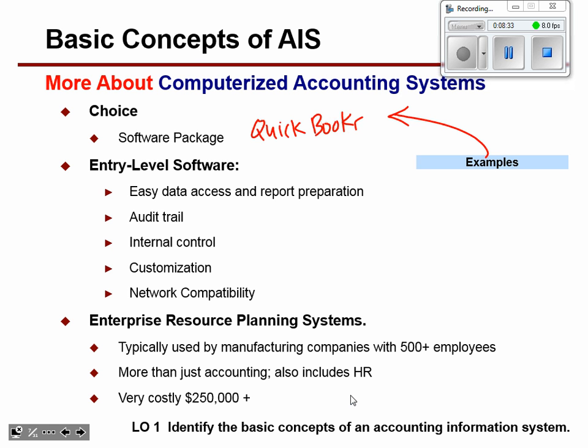ERP, or Enterprise Resource Planning Systems, are used usually by manufacturing companies with 500 plus employees. It's a lot more than just accounting. It does a lot of the HR tracking. It has the manufacturing components of it, and it usually is that $250,000 plus price tag. And so this is the super expensive one. This is a lot more affordable, and this of course would be more of a meet in the middle.